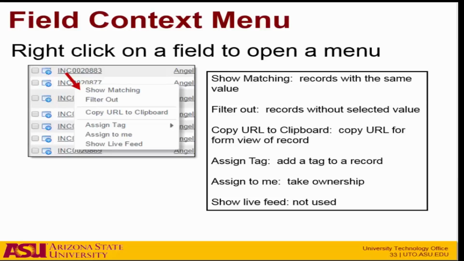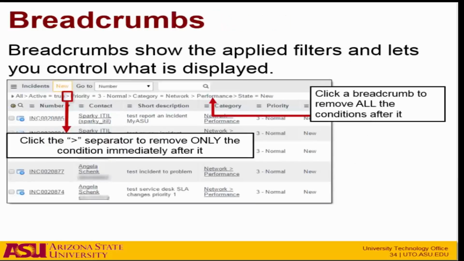As you filter the list, breadcrumbs get created across the top of the list. You can back out of the filter if you filtered too far, for example. Clicking on any item will delete all of the items to the right of that. If you click on the little greater than sign that separates the different breadcrumbs, it will take out the item immediately to the right of the greater than arrow.